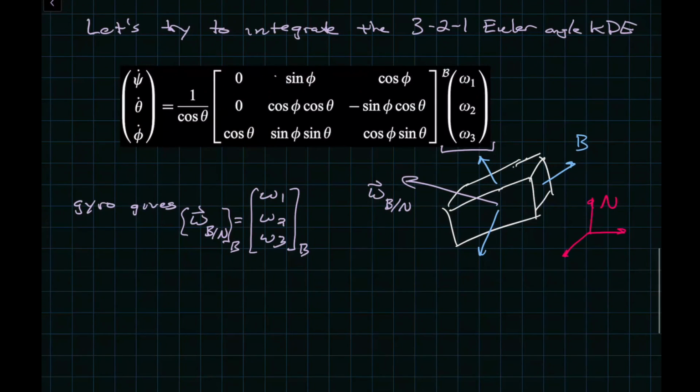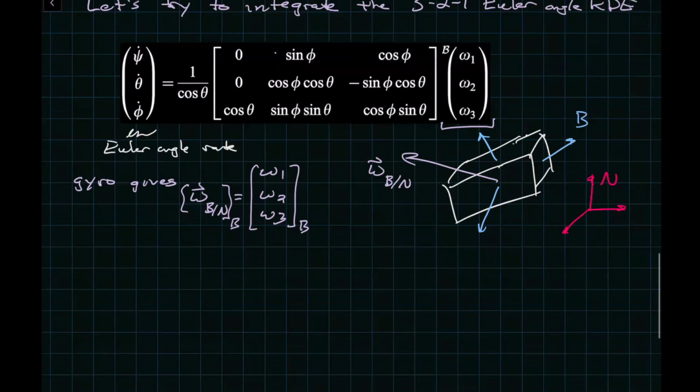All right, but if we want to get yaw, pitch, and roll, we could integrate this ODE. These are the Euler angle rates, psi dot, theta dot, phi dot, and then you have this expression that's got the Euler angles themselves, this 3x3 matrix, times the angular velocity. So we could see how that goes.